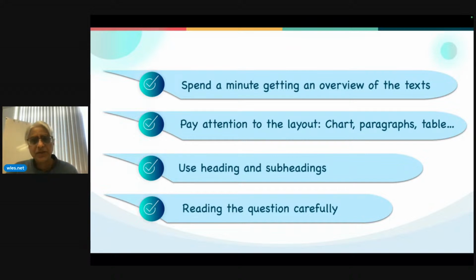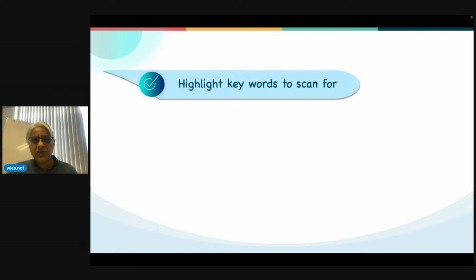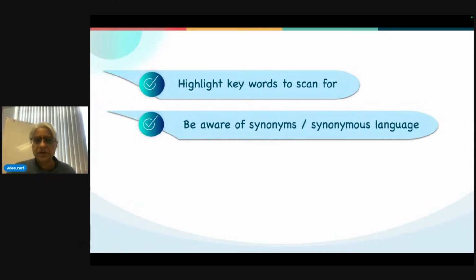Remember to read the question carefully. They do trick you. Really take care with the question. Highlight keywords to scan for as well. And we talked about synonyms and synonymous language, how important this is as well.